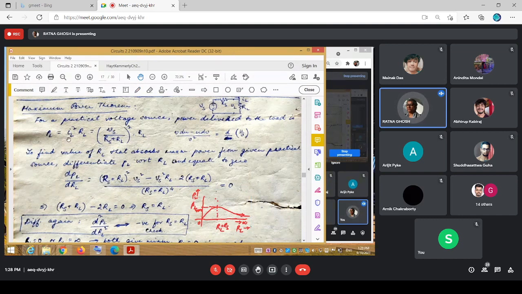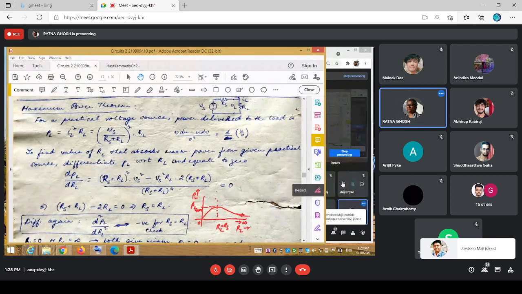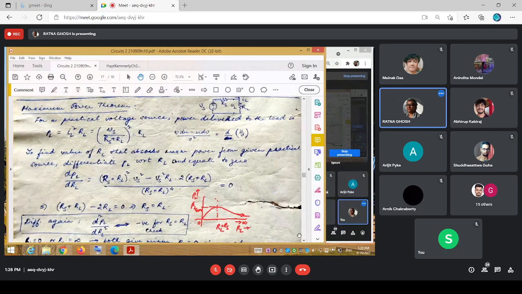You have this relation for PL. Take any value of VS, take any value of RS, and keep on changing the value of RL. You can either do it in a simulation software or just do it by hand for some particular values, and you can check that this is how this changes.